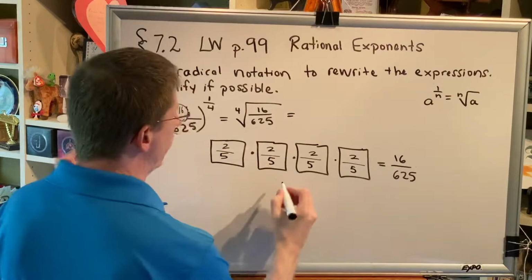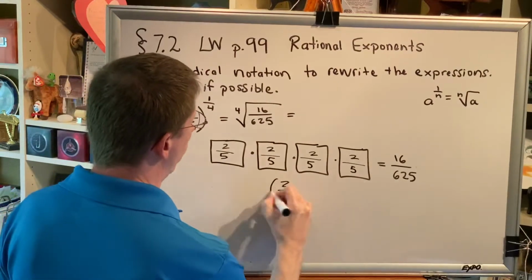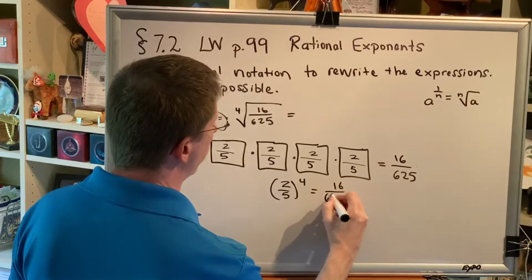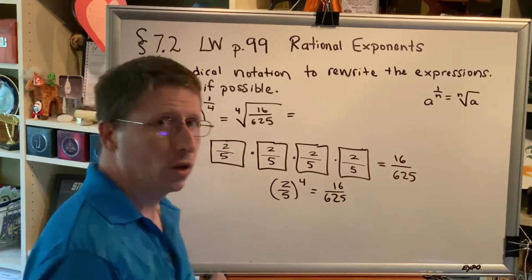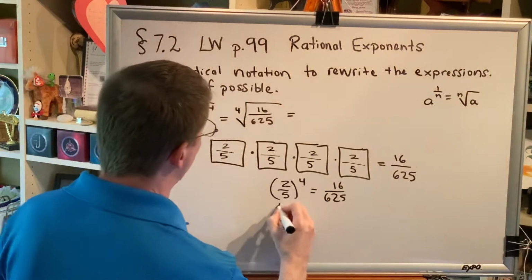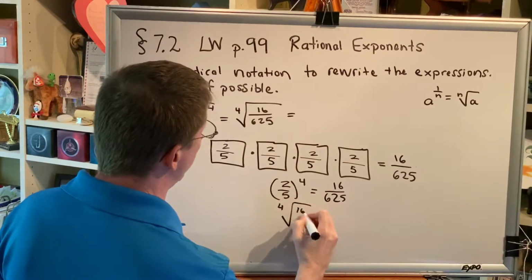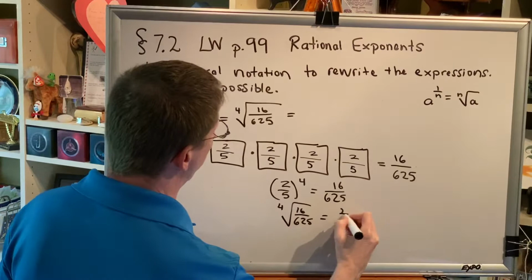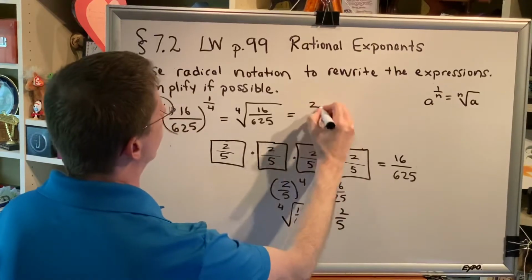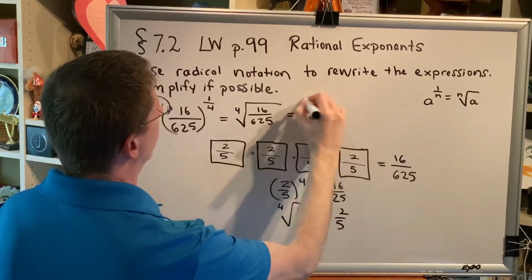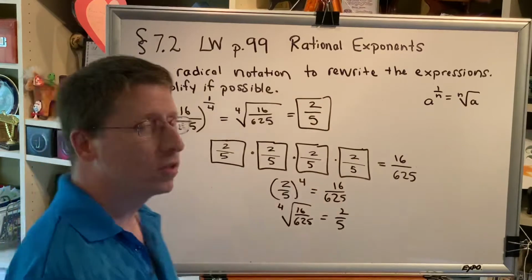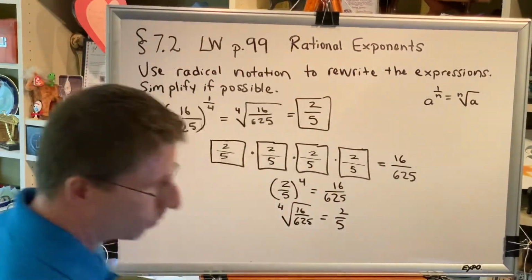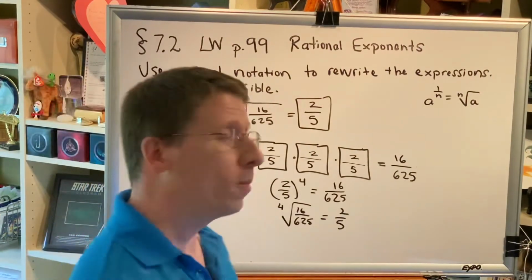From this we learn that 2/5 raised to the 4th power equals 16 over 625. Therefore, reversing that process, the 4th root of 16 over 625 must equal 2/5. The answer to part A is 2/5. Let's move on to part B.